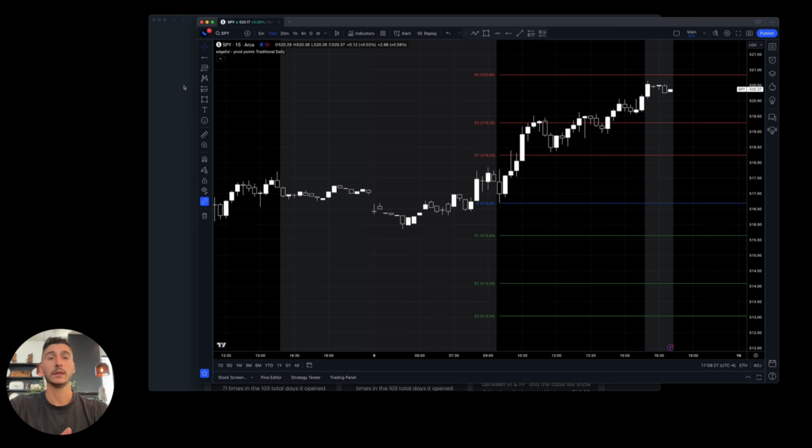The other way that you can use this as an option seller is to say, if I have an understanding that price is going to touch these levels most often, I can sell strikes above this area or below these areas where it's unlikely for price to go.